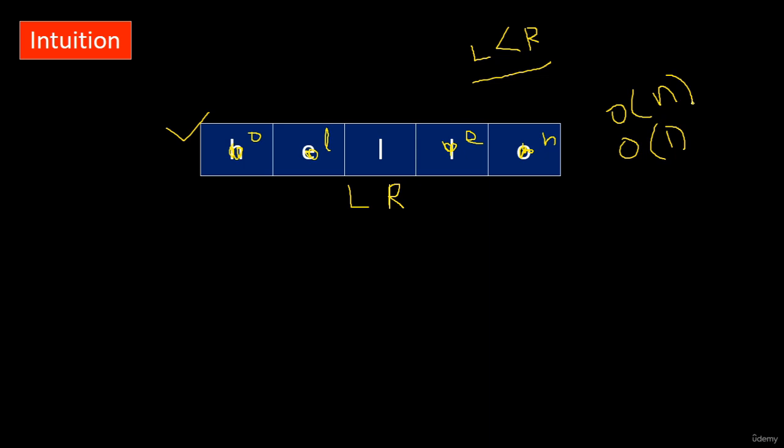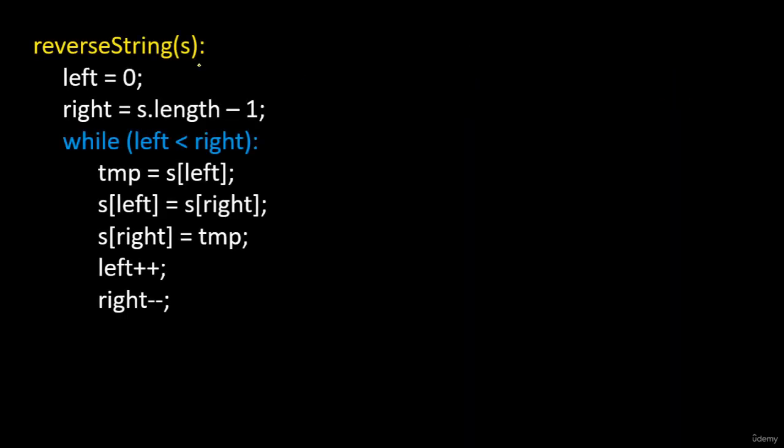Now let's see the pseudocode. This is the pseudocode to solve this problem. We declare this function reverseString. This function takes s as input. Then here we're declaring two pointers, left and right. Left pointer points to the first element, right pointer points to the last element. Then we're running a loop while left is less than right. Then we're storing the left value in this temp variable. Then we're updating the value at the left pointer with the value at the right pointer. Then we're updating the value at the right pointer with the value temp. Then we're moving left to the right and right to the left.